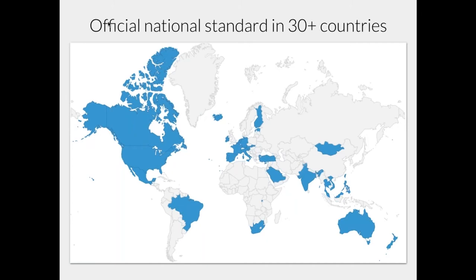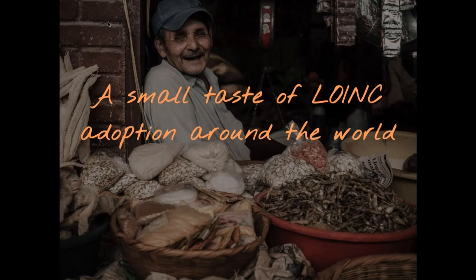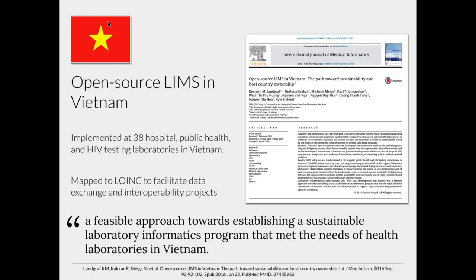And I wanted to give a small taste of what LOINC adoption and use looks like around the world, as a brief tour to let you know who all is using it, just a small flavor. Last summer, a paper came out in the International Journal of Medical Informatics describing implementation of an open source LIM system in Vietnam that was implemented in 38 hospitals, public health and HIV testing laboratories. As part of this open source strategy, they mapped the tests in these LIM systems to LOINC in order to facilitate data exchange and interoperability projects.